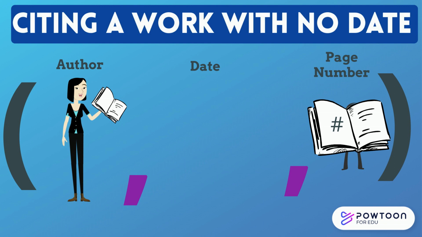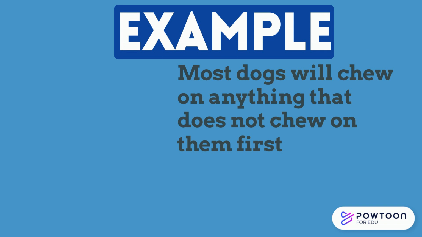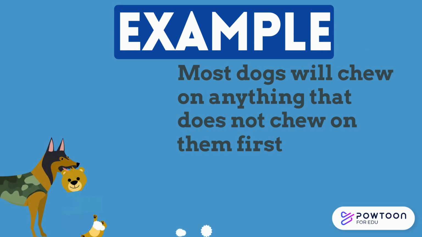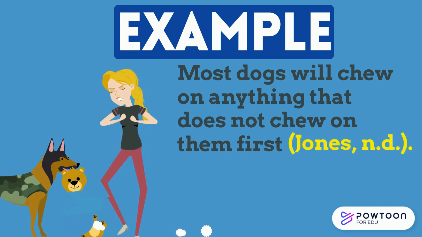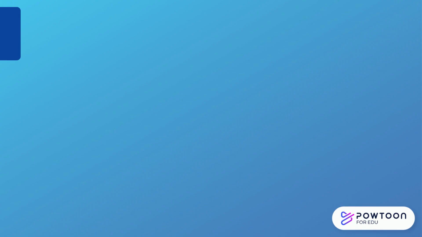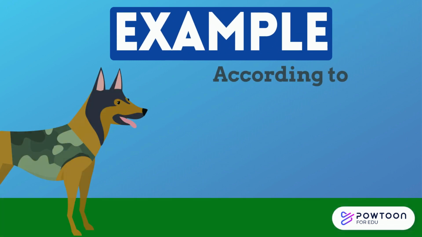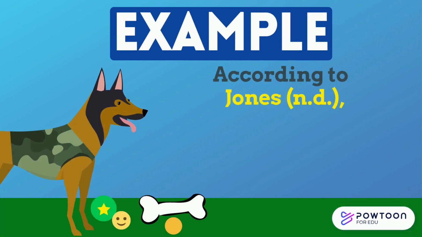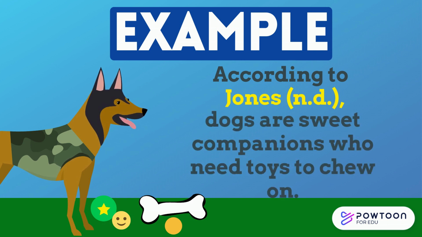If there isn't a publication date, we then use the abbreviation for no date, n.d. This goes where we would typically note the date within the citation. For example, most dogs will chew on anything that does not chew on them first. (Jones, n.d.). Another example is, according to Jones (n.d.), dogs are sweet companions who need toys to chew on.